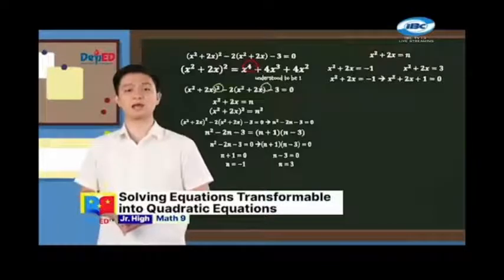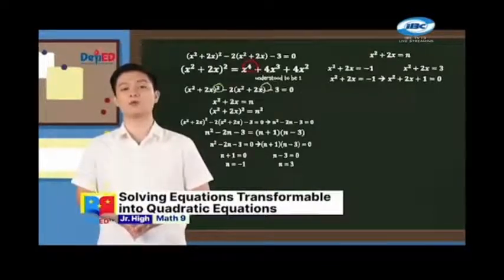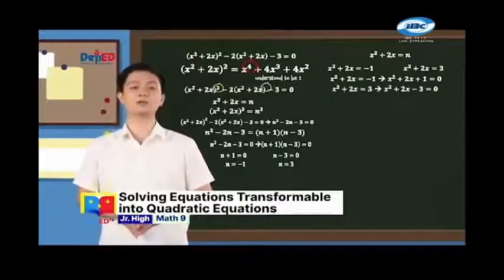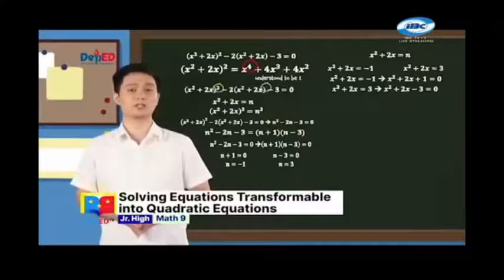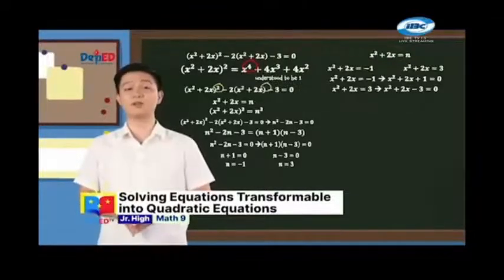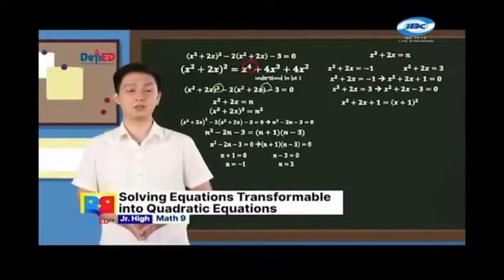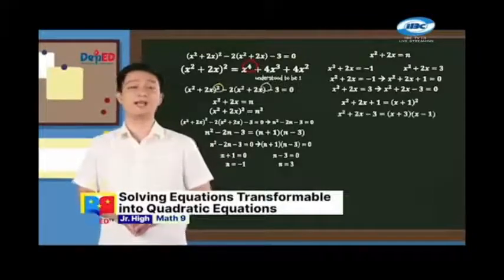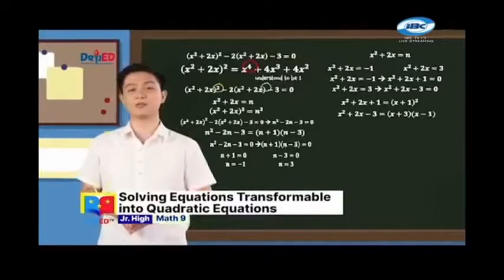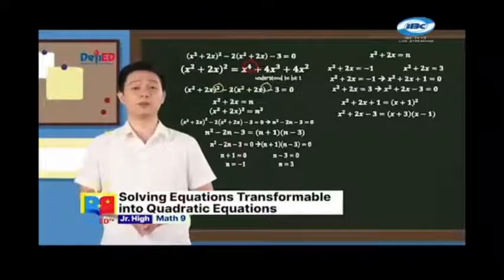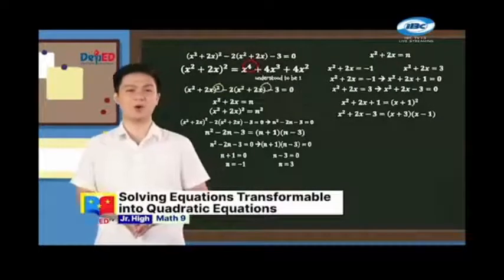x squared plus 2x equals negative 1 in standard form is written as x squared plus 2x plus 1 equals 0, while x squared plus 2x equals 3 is x squared plus 2x minus 3 equals 0 in standard form. Both trinomials in these equations are factorable. x squared plus 2x plus 1 is equal to the square of the binomial x plus 1, while x squared plus 2x minus 3 is equal to the product of the binomials x plus 3 and x minus 1.